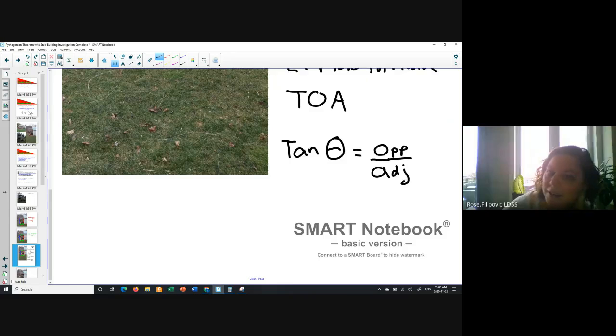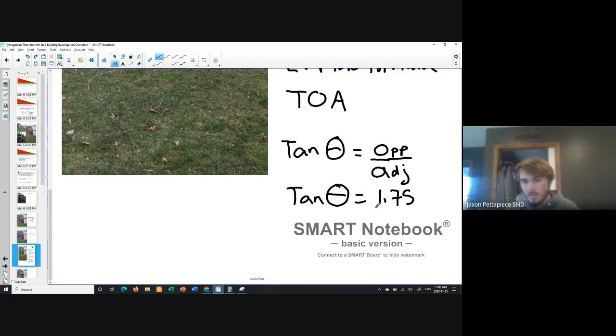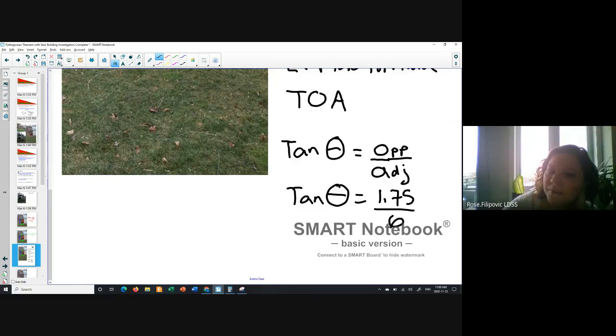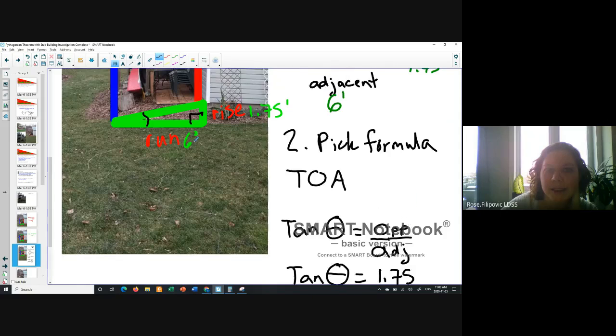Okay, so then we put in what we know. We don't know tan, and we're trying to find the angle, so we don't know it. But we do know the opposite. The opposite was 1.75, and you divide that by the adjacent, which was 6. So that was this piece here. Just going to label my angle there.